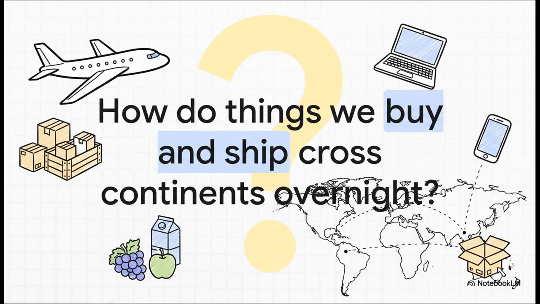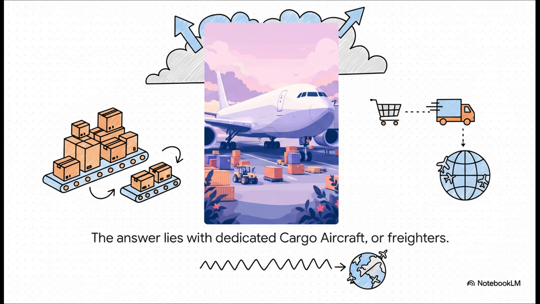So, we've talked about moving people, but what about all our stuff? The packages we order online, the fresh food in our grocery stores, the electronics we use every single day. How does something made halfway across the world end up on your doorstep in just a day or two? Well, the answer is these giants of the sky. Cargo aircraft or freighters are the absolute backbone of global logistics. They might not be as glamorous as the passenger jets, but let's be real, our modern world of e-commerce and next-day delivery just wouldn't exist without them.